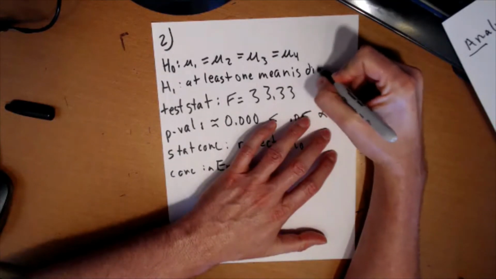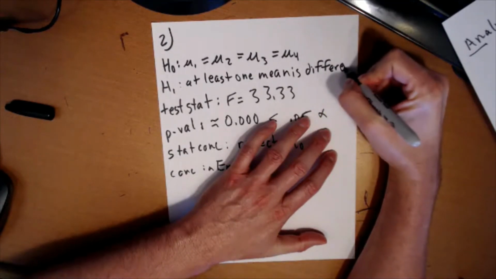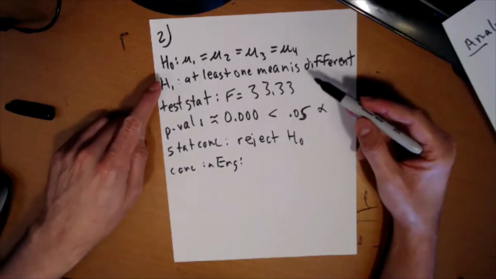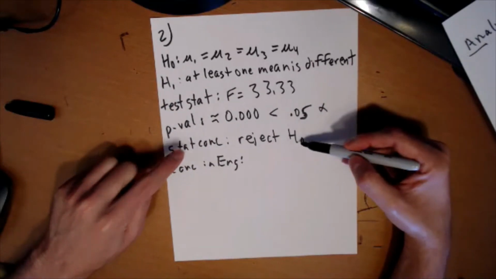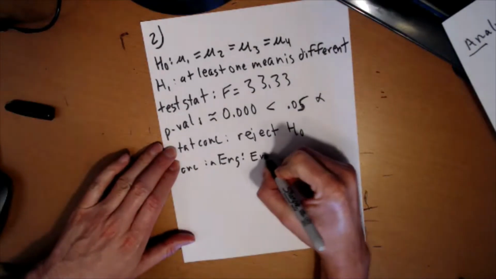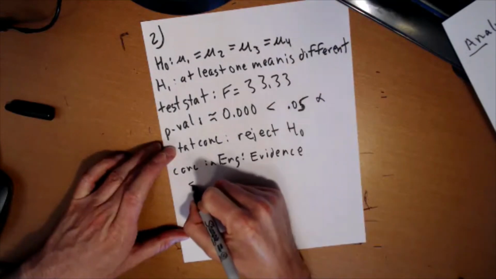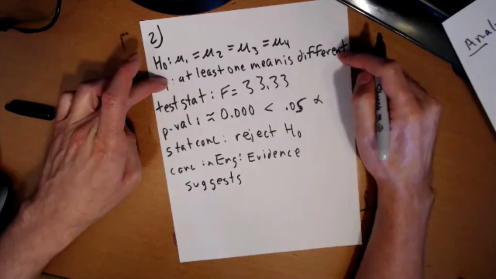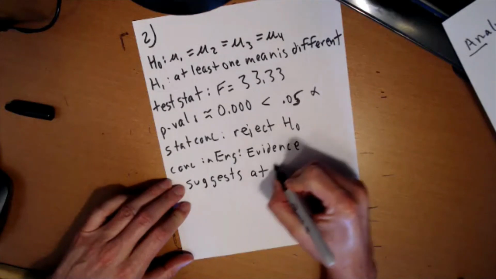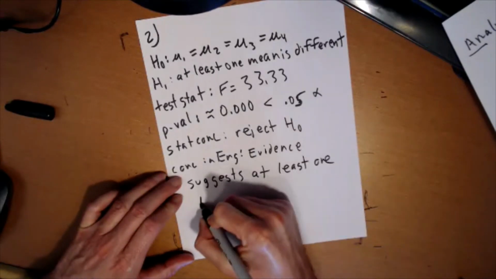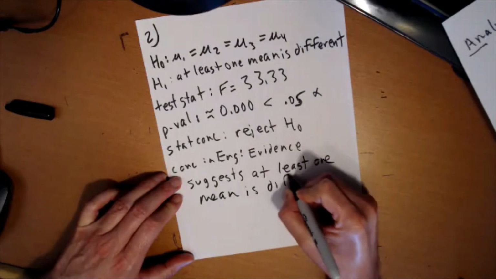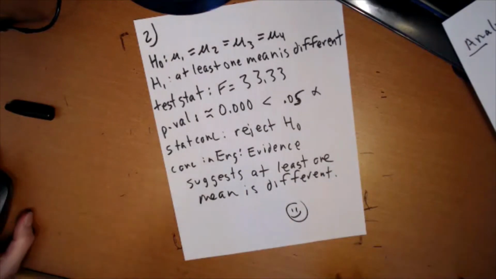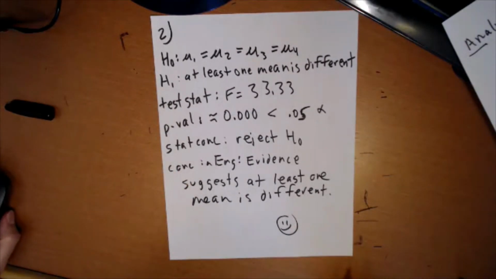At least one mean is different. Good. Reject H0. So if I say reject H0, then that means evidence suggests HA. Evidence suggests, put it into English. Evidence suggests at least one mean is different. Yay. Okay. On to problem number 3.